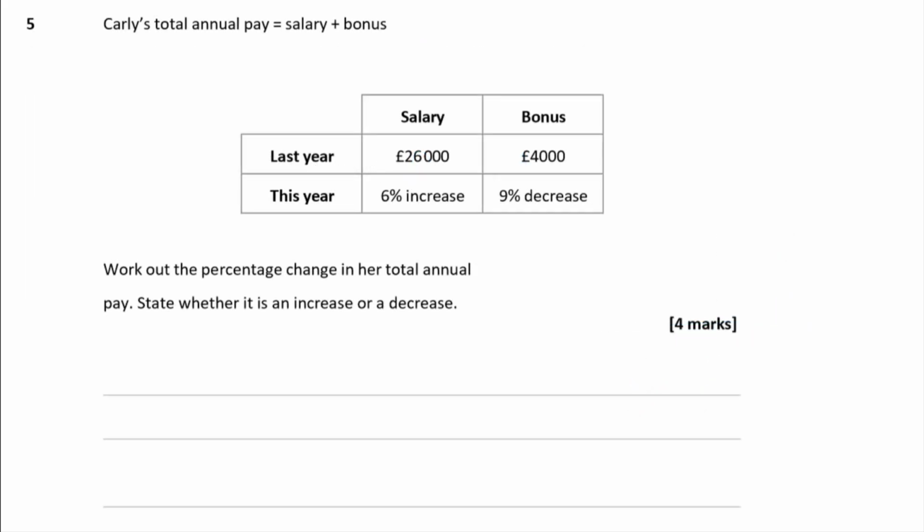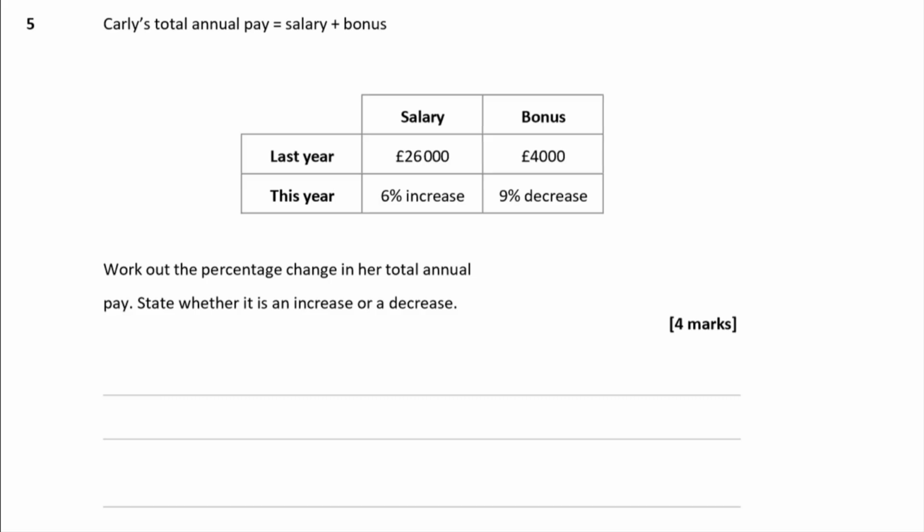Question 5. Carly's total annual pay equals her salary plus her bonus. Last year, her salary was £26,000 and she got a bonus of £4,000. This year, her salary is increasing by 6%, but her bonus is decreasing by 9%. So work out the percentage change in her total annual pay. State whether it is an increase or a decrease. Okay. So there's actually quite a bit to do here.